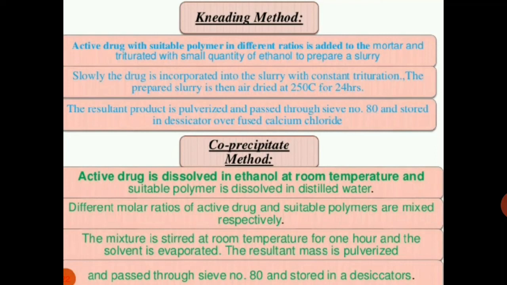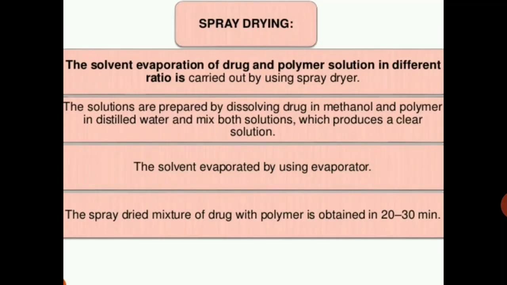So the next one is the kneading method. The active drug with a suitable polymer in different ratios is added to the mortar and triturated with small quantities of ethanol to prepare a slurry. Slowly the drug is incorporated into the slurry with constant trituration. The prepared slurry is then air dried at 25 degrees centigrade for 24 hours, and the resultant product is pulverized, passed through sieve number 80 and stored in a desiccator over fused calcium chloride.